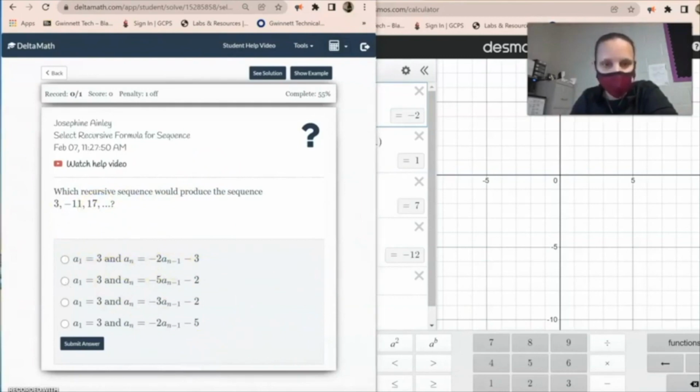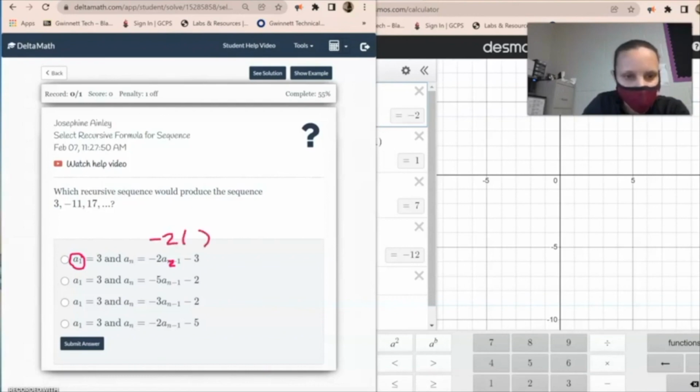This one's not really a calculator problem, it's just understanding. They say the first term is 3. Now I'm looking at the second term. When I take the second term and subtract 1 from its index, I get the first term. So this is saying -2 times the first term, which is 3, then -3. Is that going to give you the second term?